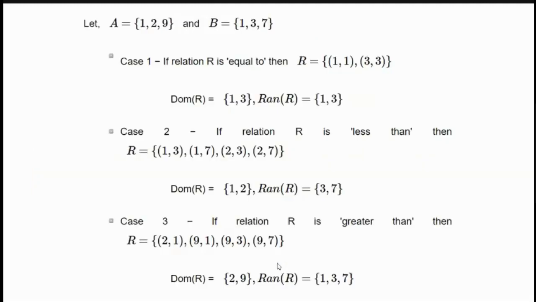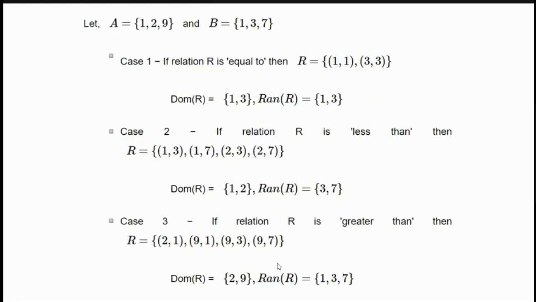We'll have some examples. A is equal to {1, 2, 9}, B is equal to {1, 3, 7}. Consider the relation R that we have seen, the pair (a, b) is in the relation if a is equal to b. Then R is equal to {(1, 1), (3, 3)}. Then the domain will become {1, 3} and the range will become {1, 3}.